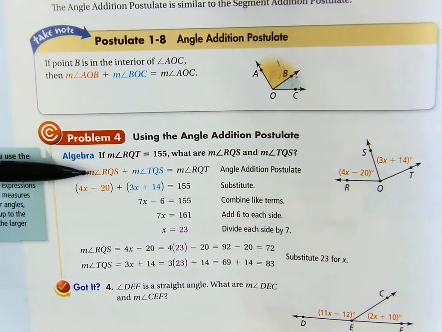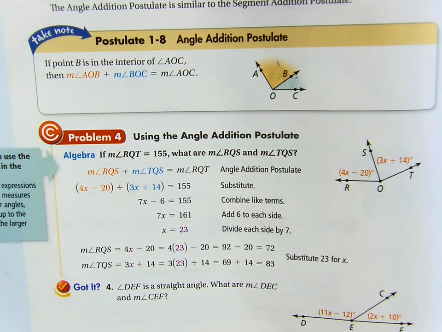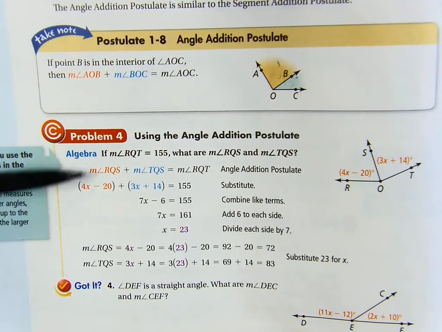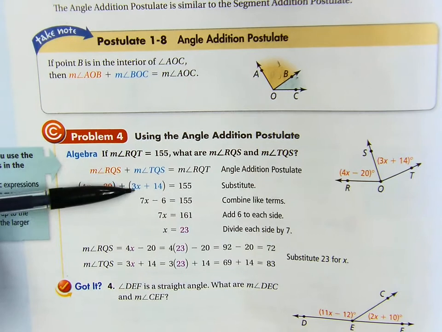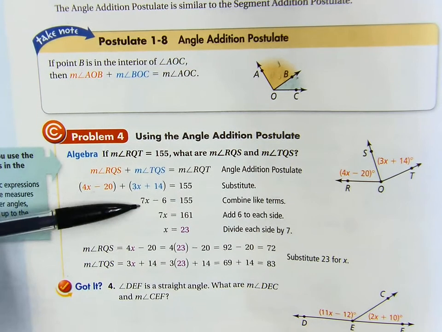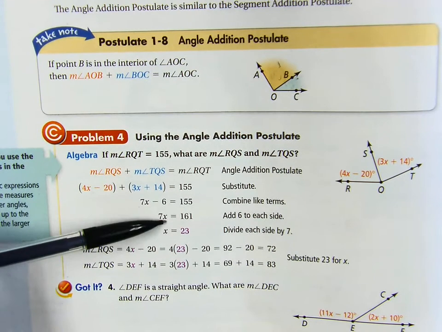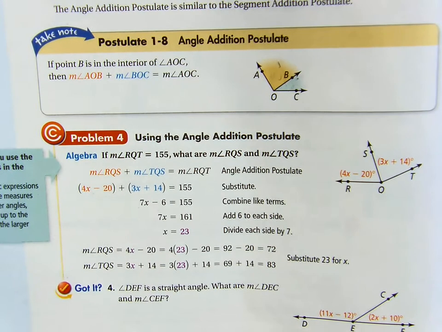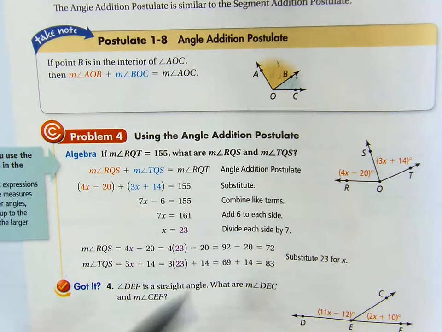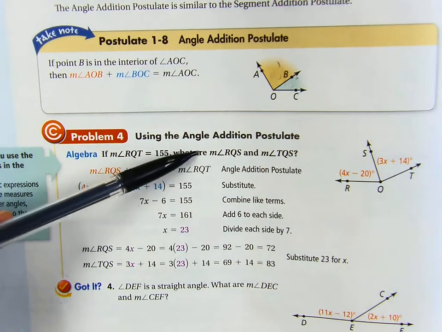They said the measure of angle RQS plus the measure of angle TQS is equal to the measure of angle RQT. So substituting those algebraic expressions for the measures of the angles, we get an equation that we can solve. 3x and 4x is 7x, negative 20 and 14 is negative 6. Add 6, 7x is equal to 161, so x is 23. Now the question didn't ask for x, but we had to find x. Now that we found x, we can find the measure of these angles.